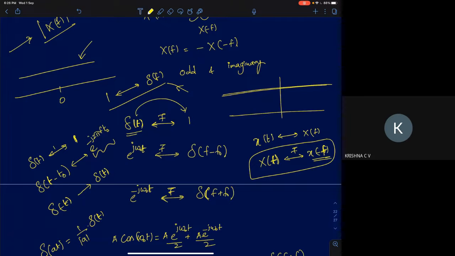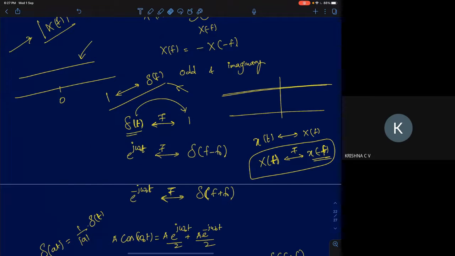Now we will look at a complex exponential, e power j omega naught t. So this is a sinusoid, but a complex sinusoid. We'll use this simple property. The Fourier transform of delta of t minus t naught was e power minus j 2 pi f t naught. Now I have e power j omega naught t. So this is a time domain function now. F has been replaced, so accordingly, variables will also change. So you will have 2 pi f naught into t.